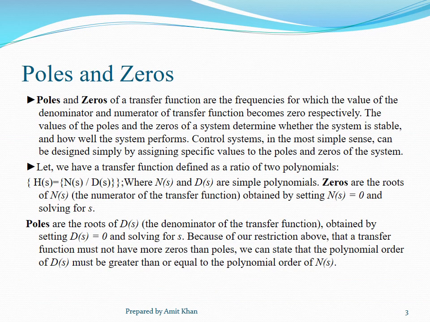Next comes poles and zeros. Poles and zeros of the transfer function are the frequencies for which the value of the denominator and numerator of a transfer function becomes 0 respectively. Zeros are the roots of the numerator, obtained by setting the numerator equal to 0 and solving for s. And poles are the roots of the denominator, obtained by setting the denominator equal to 0 and solving for s.